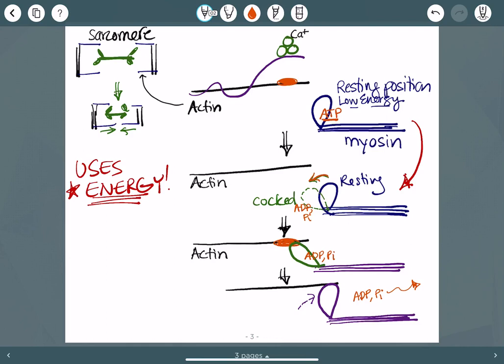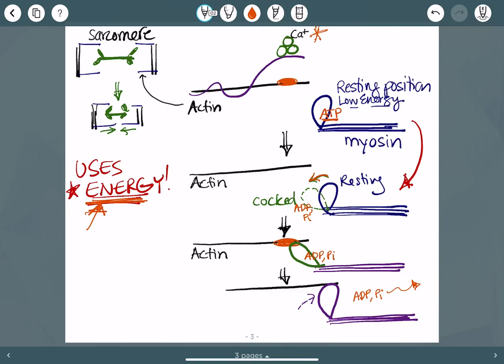The fact that we needed calcium to be available, so the active site was available in the first place. That we needed ATP, or the energy currency of the cell, to be present so that we can cock the head into the high energy configuration. The conversion from the resting position to the high energy position of myosin is the step that actually uses the energy. It's where we use the ATP up in this process.